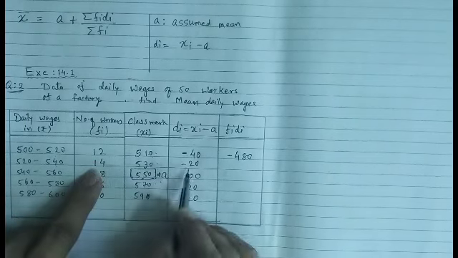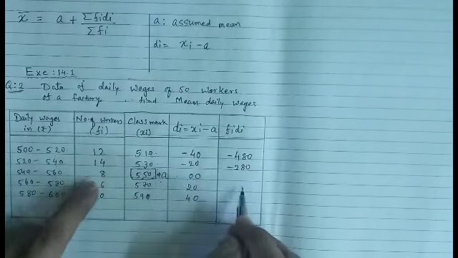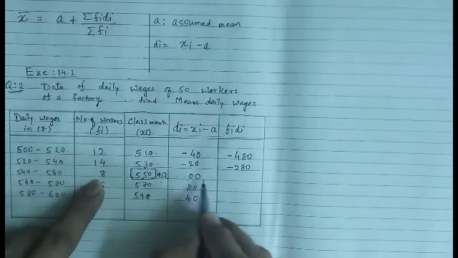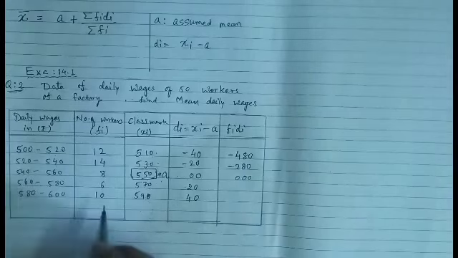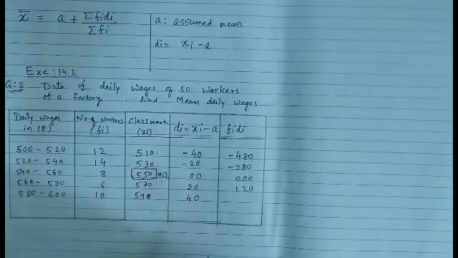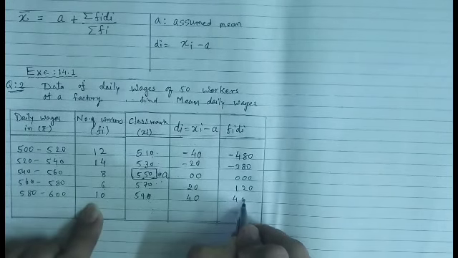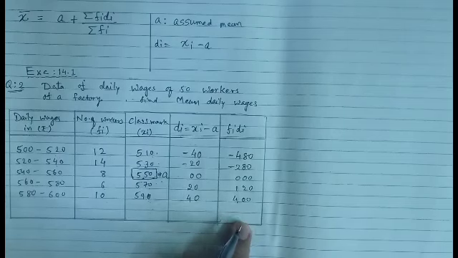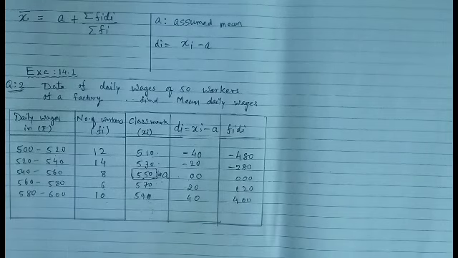Then 14 into 2, 28. It will be minus 280. Then fi into di, 8 into 0, it will be 0. Then 6 into 2, 12, it is 120. Then 10 into 40 will be 400. So these are the values of fi di for each term. Two terms are negative, one is 0 and two terms are positive.